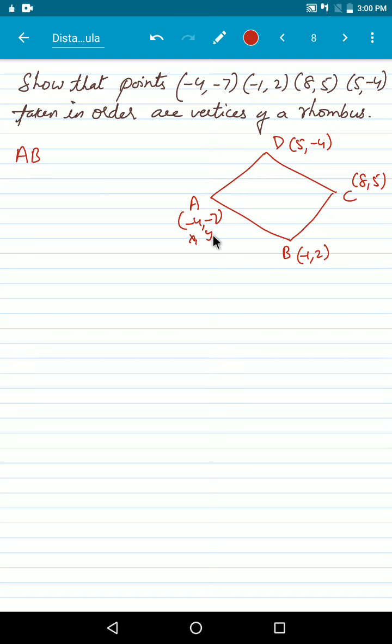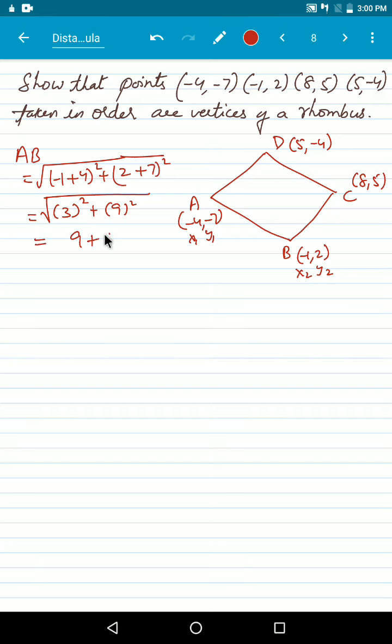So this is x1, y1, this is x2, y2. x2 minus x1, that is -1 minus of -4, +4, plus y2 minus y1, 2 minus of -7 will become +7. So this is 3 square plus 9 square, right? So this is 9 plus 81. This is root 90. Let us just check. -1 plus 4, yes, 3. 2 plus 7, yes, 9. Root 90.